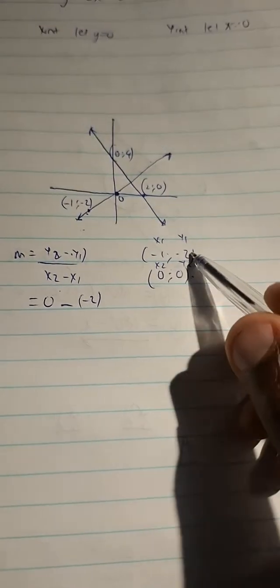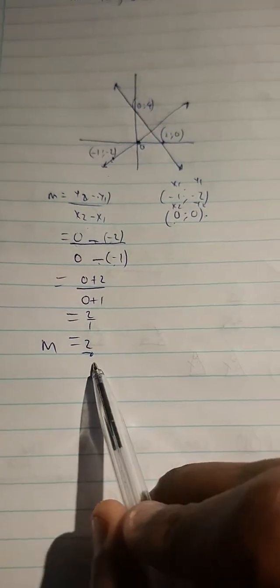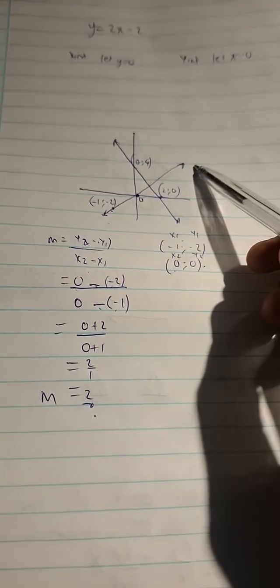Y2, 0, minus y1, remember, it's -2, so I'm going to write the -2 in brackets because there's another negative there, over x2 which is 0, minus x1, -1 in brackets as well. Then the signs: negative times a negative is positive, so that's 0 plus 2 over 0 plus 1, so it's 2 over 1, which is 2. Does the gradient positive 2 make sense? Yes, it does, because this is an increasing straight line.